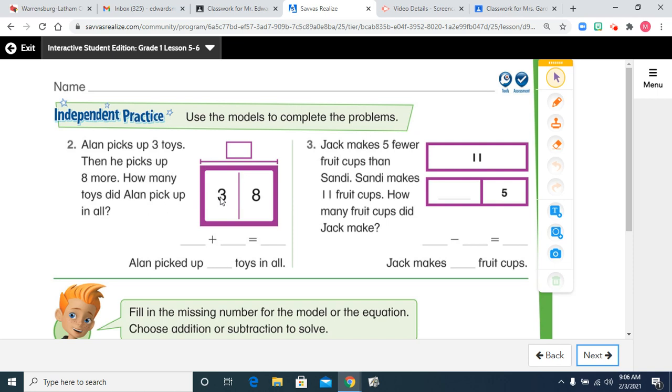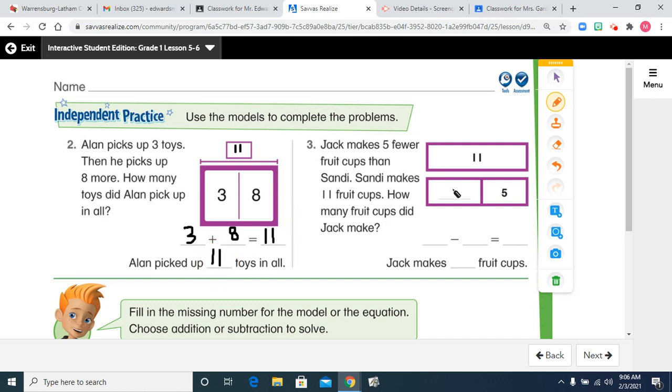Okay, so first he picked up 3. Then he picked up 8 more. We'd figure out what the whole is. All right, so we could fill in our addition equation pretty easily. So we'll fill in 3 plus 8. Those are our 2 addends. Then if you get on your number line, if you start on 8 and take 3 hops, you'll find that 8 plus 3 equals 11. So 11 will go in your whole box. And then in all, Alan picked up 11 toys.